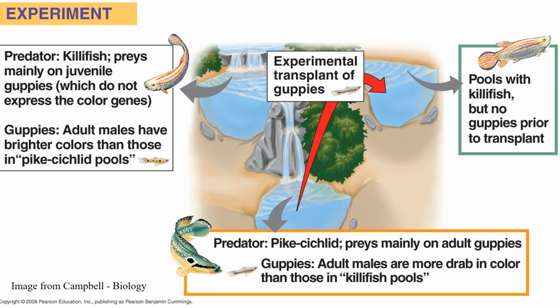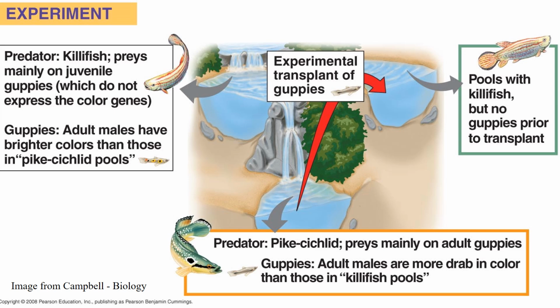One of the things they found there was that in the pools that had killifish, many of the adults would be brightly colored, with lots of spots on the side. We know them from the guppies from the aquarium trade, where they've been selectively bred to increase coloration.